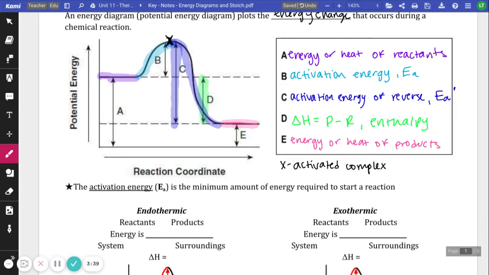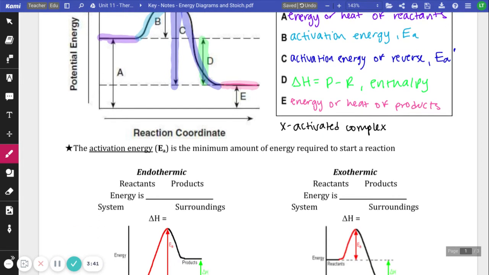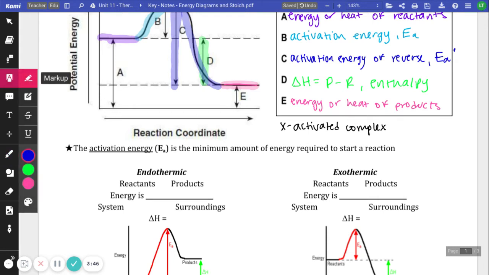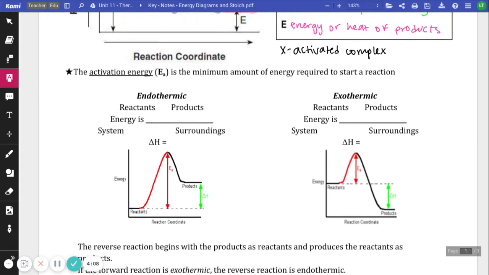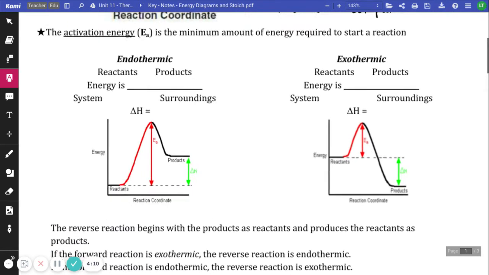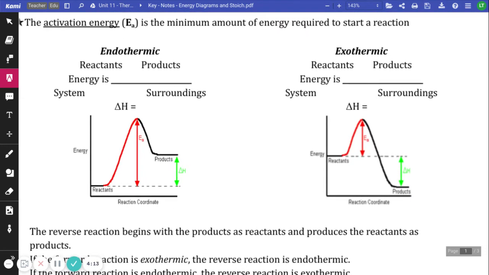Okay, so let's talk through how these graphs can look different. First off, what is the activation energy? I talked about it a little bit, but it is the amount of energy required to start a reaction. So just how much energy do we have to put in? Like I said, whether it's endo or exo, releases or requires energy, all chemical reactions do have an activation energy. It's just that in an exothermic reaction, typically you can get the energy you need from the surroundings for that reaction to take place.